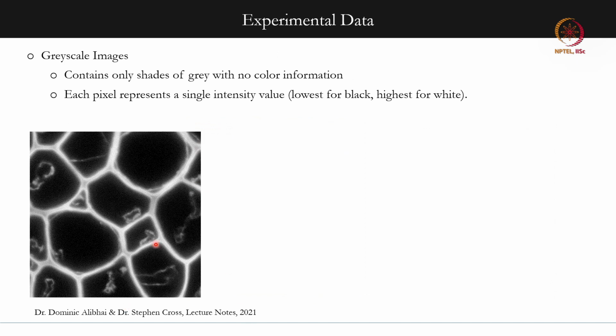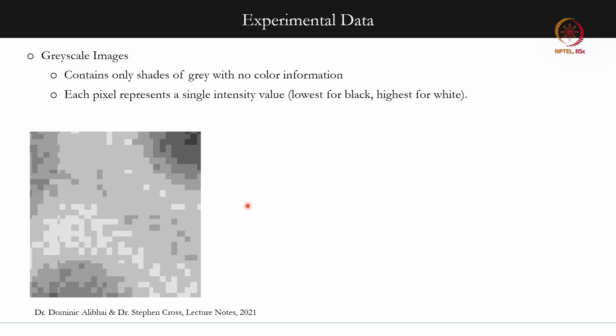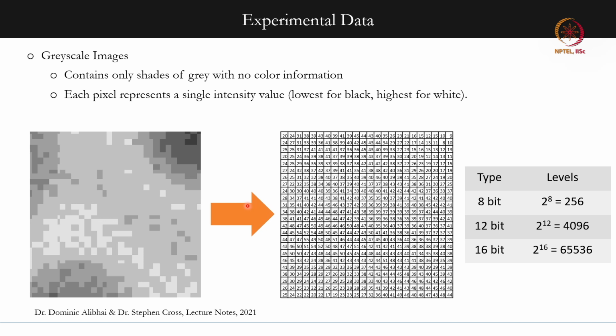So here I have a typical grayscale image. If we keep on zooming in on this grayscale image, we can see the pixels in that image. And underlying each pixel is essentially a numerical value that quantifies the intensity at that pixel. Now the intensity is specified in different ways depending upon the bit depth of the image.